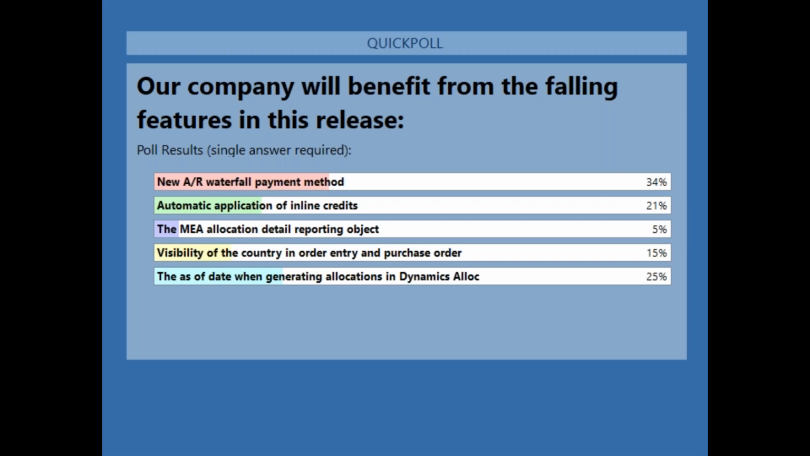A couple people maybe, the MEA allocation detail report, good. Glad that's going to be of use. 15% visibility of the country in order entry and purchasing. Tells me a lot of you are US and don't deal in other countries, which is fine. And then the as of date when generating allocations in Dynamic Allocations. So good to see that there's some features here that everybody's going to be able to use. That's good news.